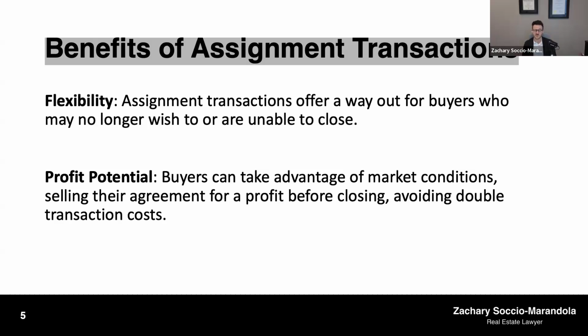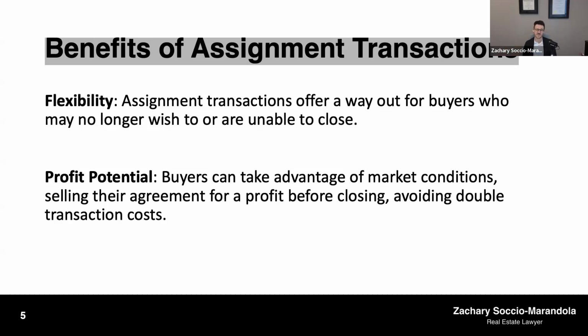Now, there are other situations where markets increase and buyers want to take advantage of profits. The ability to assign allows them to avoid double transaction costs. If the property value has gone up before closing and they wish to sell, they can sell the right directly, so assign the property, rather than closing on the original agreement and then selling it to the buyer. So they avoid that second transaction cost.